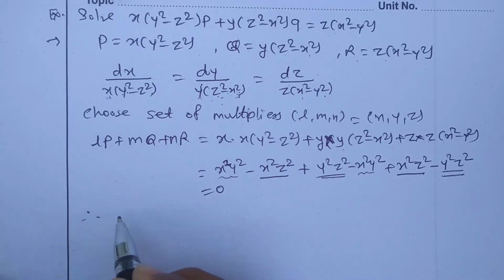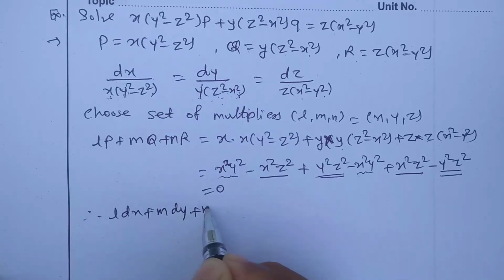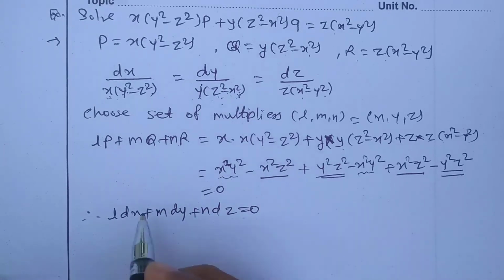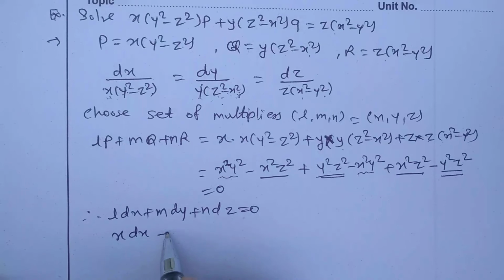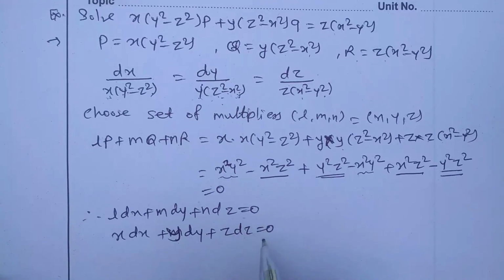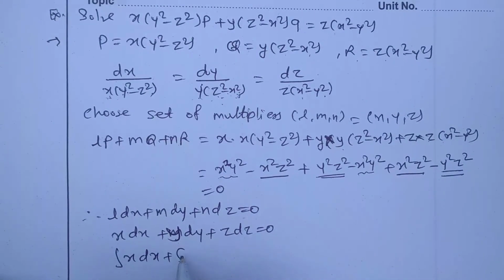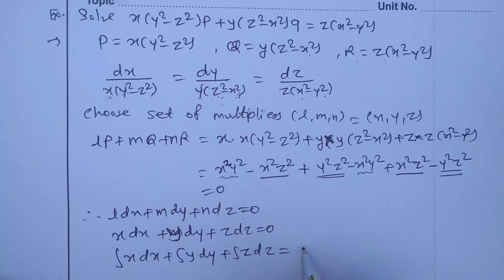Therefore we can consider L dx plus M dy plus N dz equals to 0. Value of L is x, so x dx plus M is y dy, and N is z dz equals to 0. So integrating this, integration of x dx plus integration of y dy plus integration of z dz equals to some integrating constant, say c.